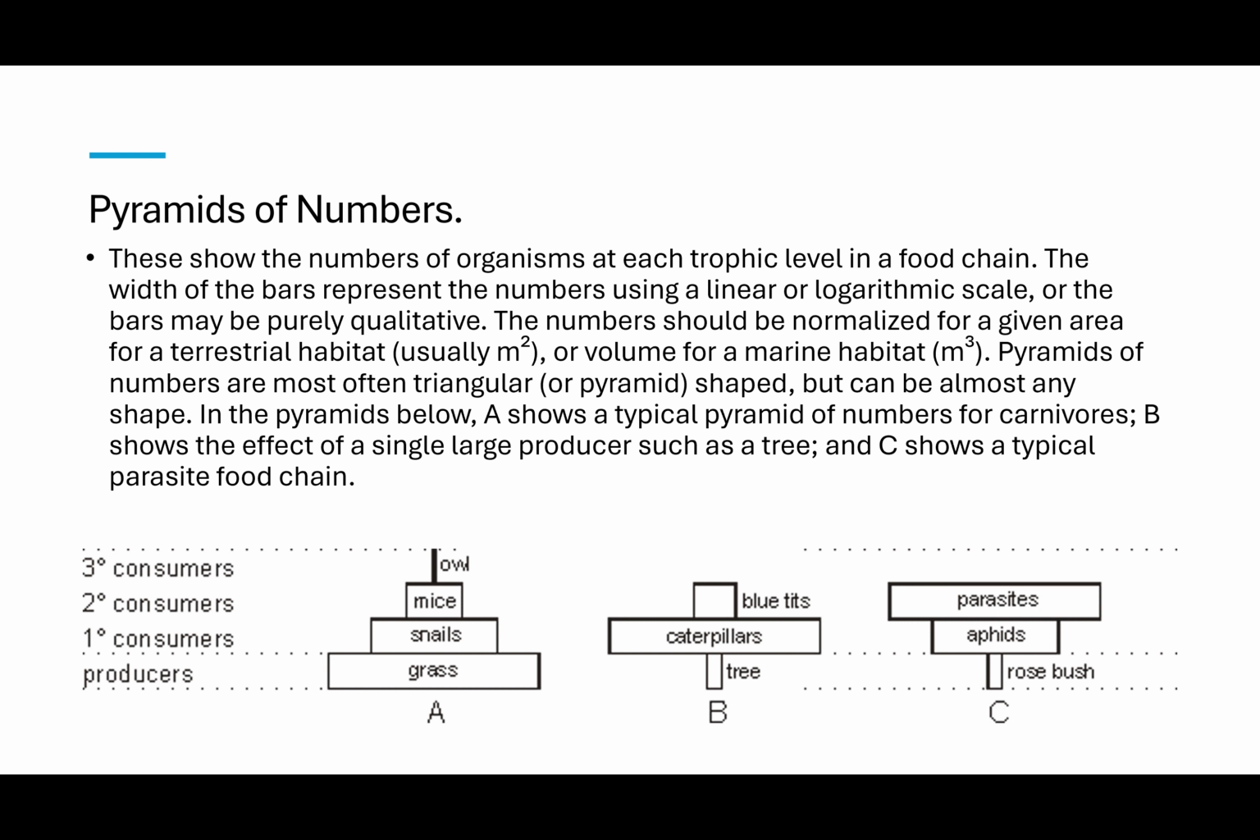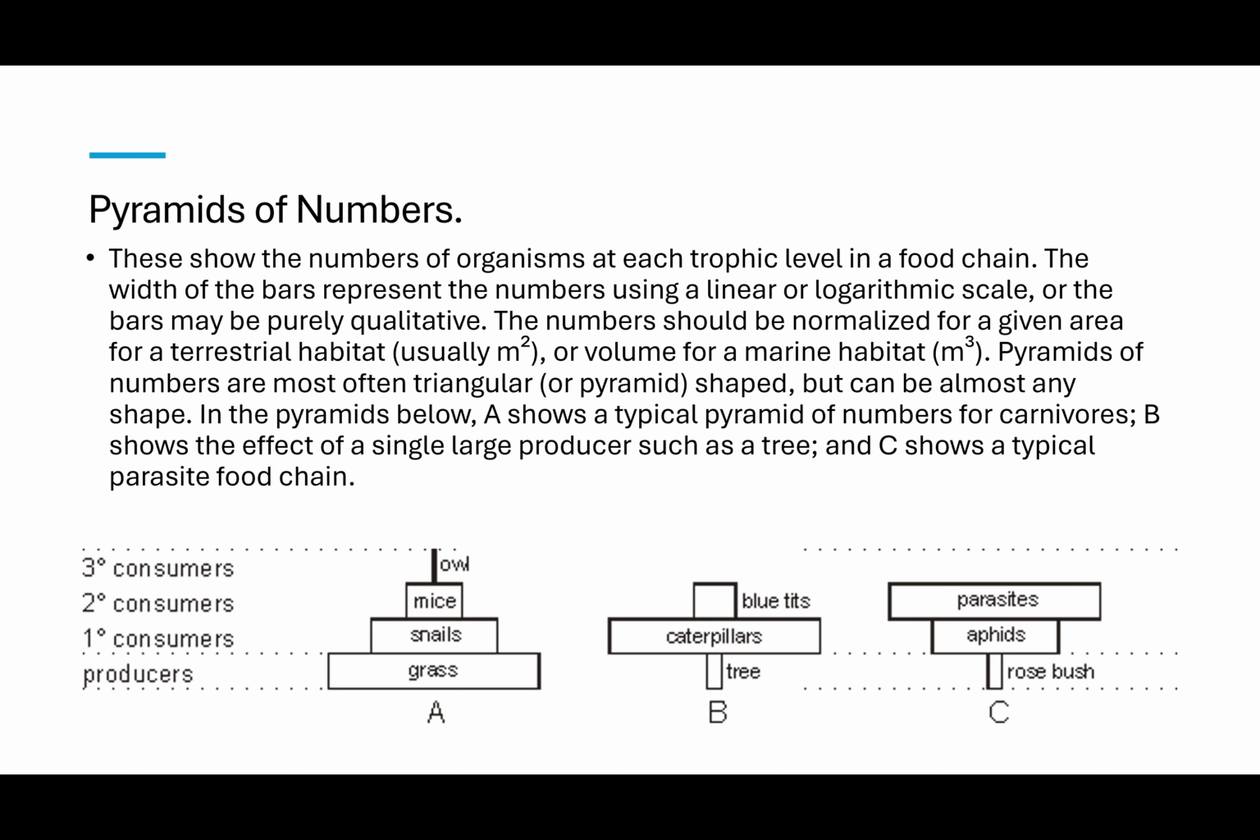The width of the bar represents the numbers using a linear or logarithmic scale, or bars may be purely qualitative. Numbers should be normalized for a given area of a terrestrial habitat, let's say a basic area, or a volume for a marine habitat. So if we're using a terrestrial habitat, we're going to be using an area. If we're using a marine habitat, we're going to be using a volume. Whatever is in the area, that's what we're going to count.